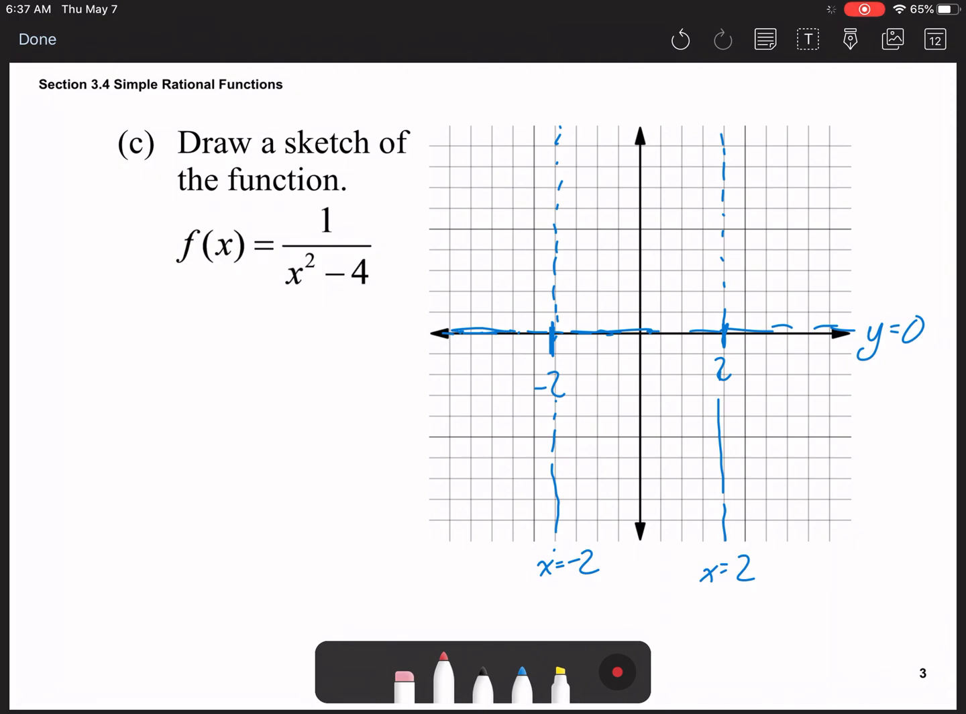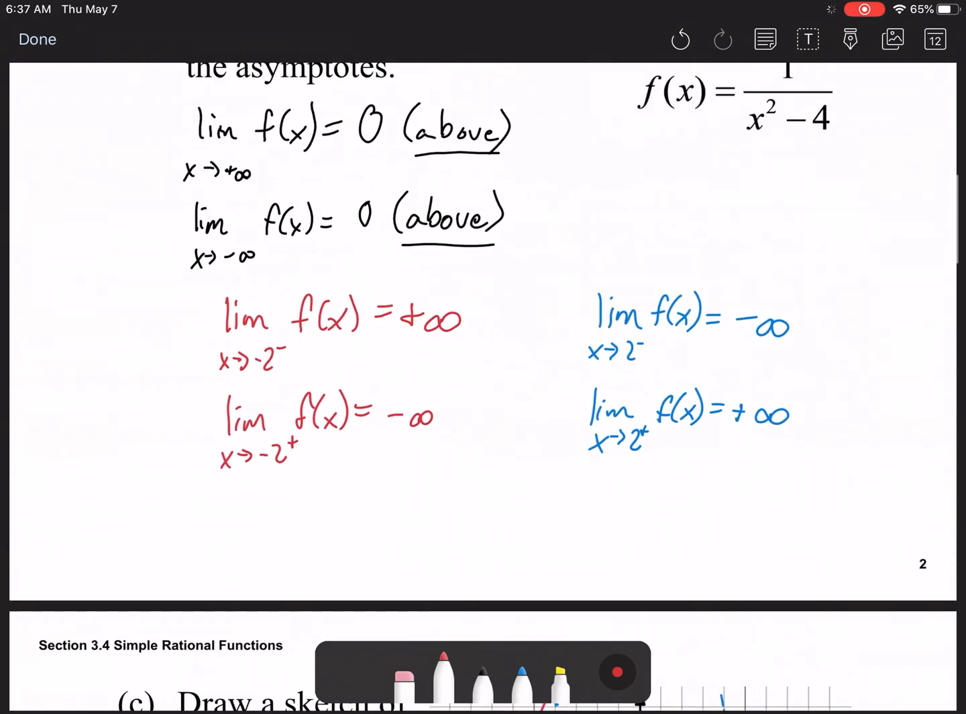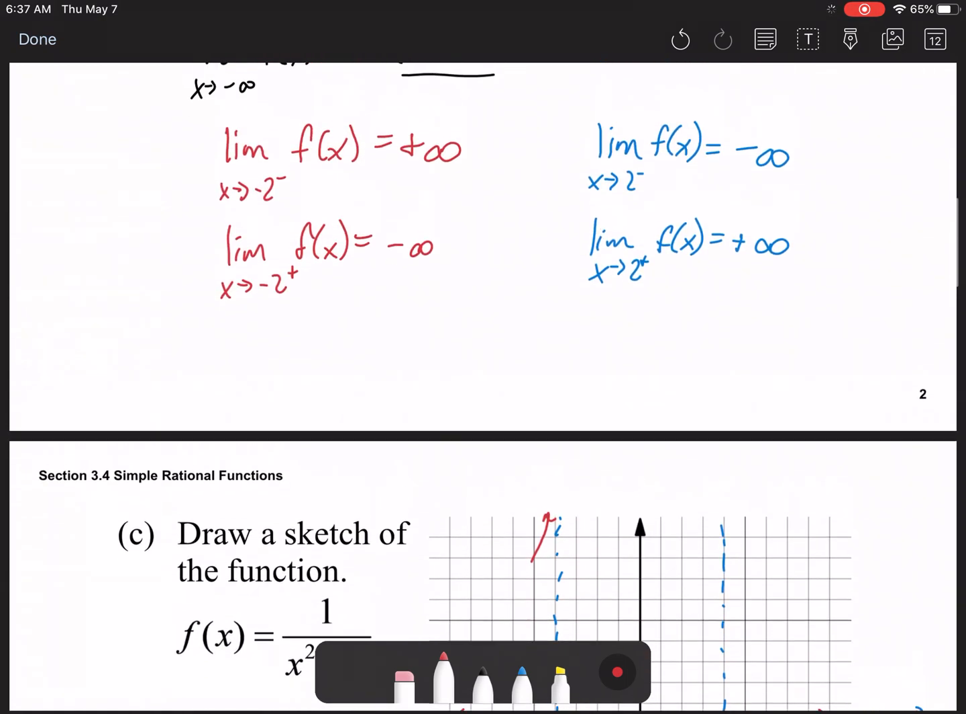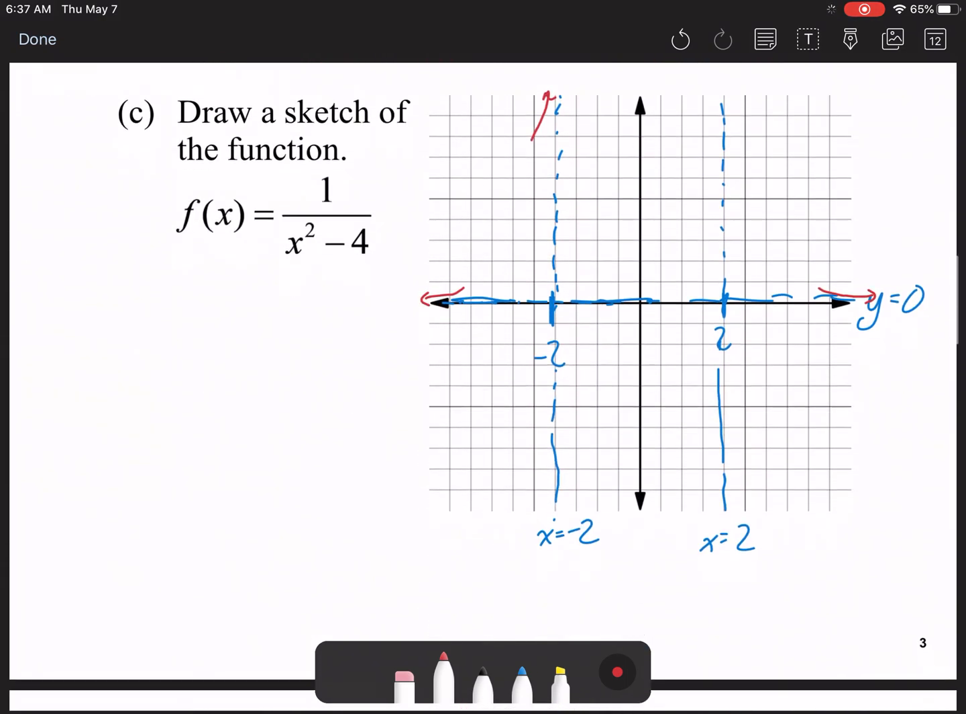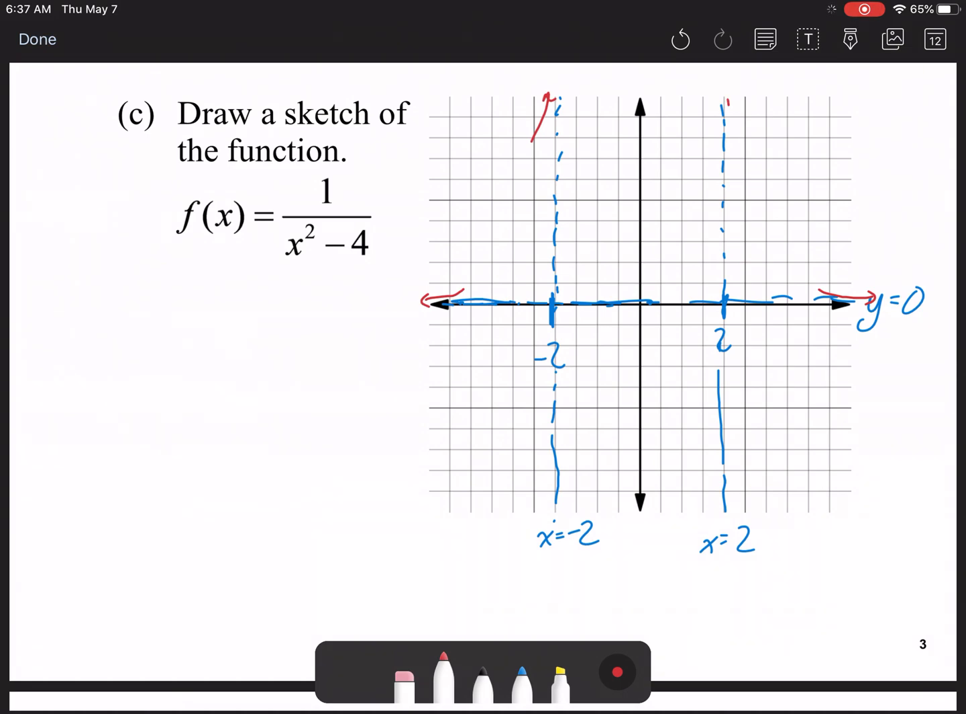Now, we know it approaches 0 from above as they get closer towards positive infinity and negative infinity, so I have this general shape. As I get close to negative 2 from the left, I know it goes towards positive infinity. Let's just check that. Negative 2, yep. And also this one goes towards positive infinity if it comes from the right. So we have a general shape so far like this.